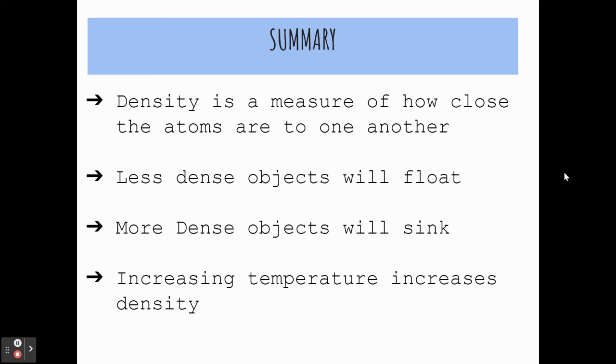All right, so in summary, density is a measure of how close atoms are to one another. Less dense objects will float, more dense objects will sink, and then increasing temperature increases density. So go ahead and move on to your density lab.